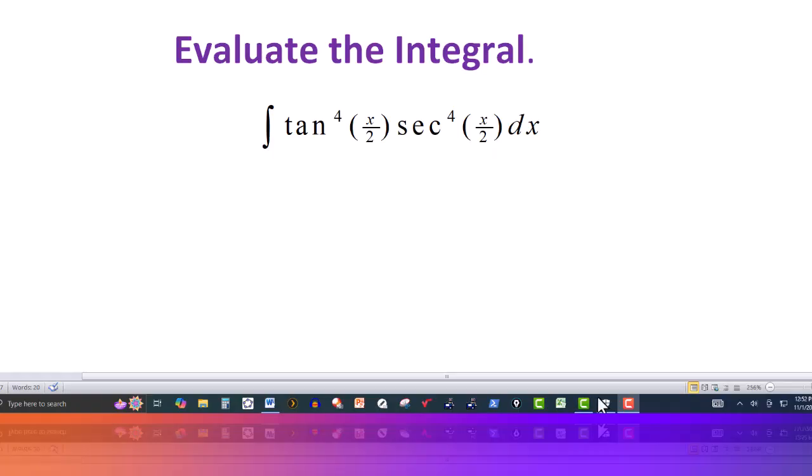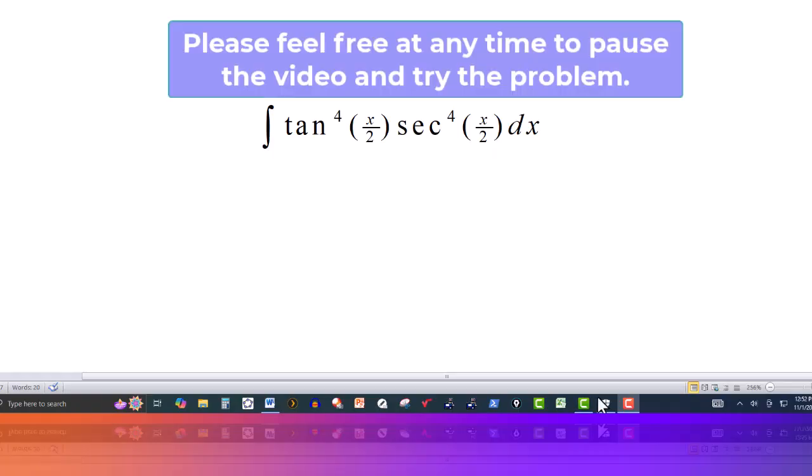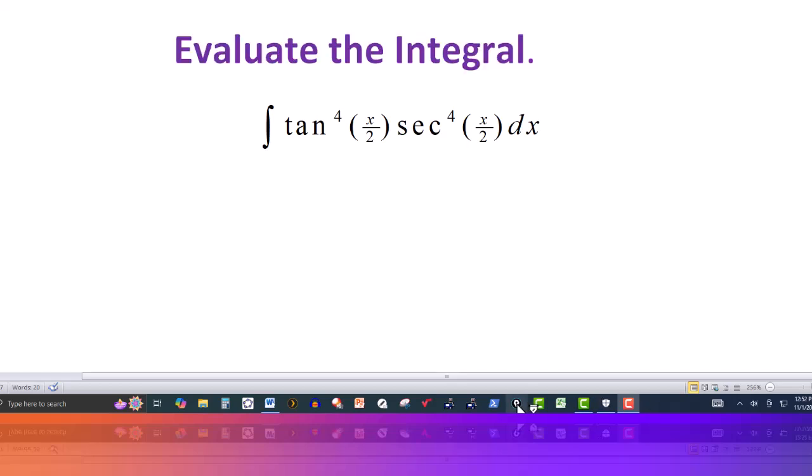In this video we have the integral of tangent to the fourth of x over 2 multiplied by secant to the fourth of x over 2. And normally we expect some type of U-substitution here. Play around with the derivatives. We know that the derivative of tangent is secant squared. We know the derivative of secant is secant tangent. And what we do is going to depend on the powers here.